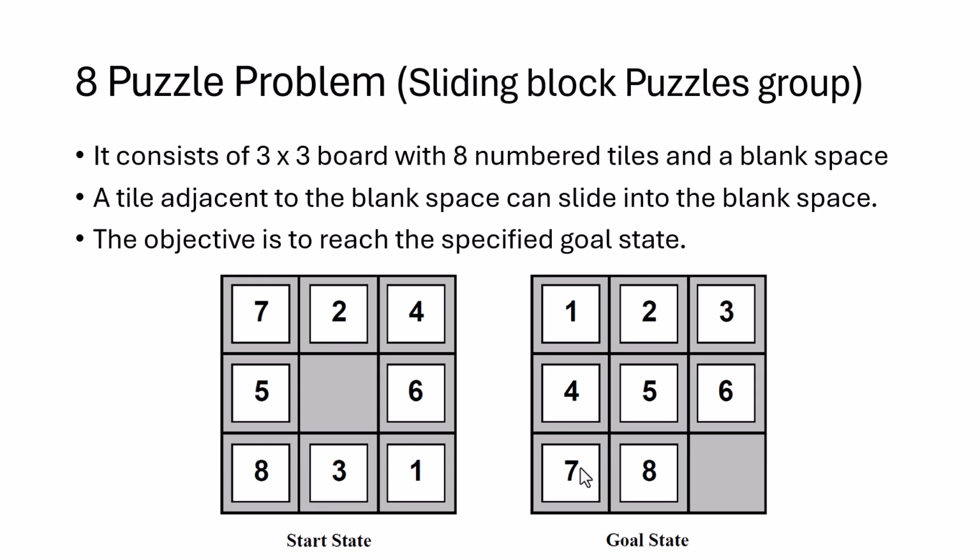So the 8 puzzle problem consists of a 3x3 board with 8 numbered tiles and a blank space. A tile adjacent to the blank space can slide into the blank space. So we kind of say that we are swapping the tile with the blank space. Like the blank space is also considered as a tile, and we are swapping a number with the blank space. The objective is to reach the specified goal state. That I'll tell you, okay, this is the goal state and this is the start state. So you have to slide the tiles in such a way that you can reach this goal state.